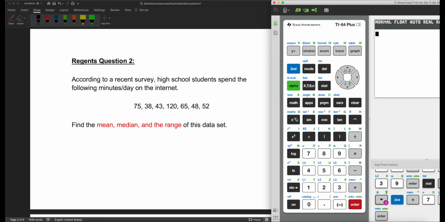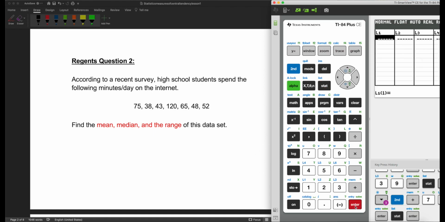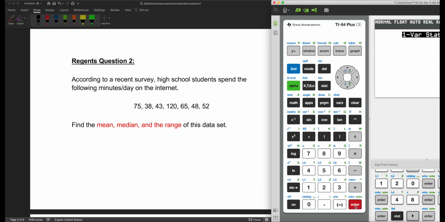So now let's get those minutes into the calculator. You're going to hit stat enter. Everything goes in L1. So 75 enter, 38 enter, 43 enter, 120 enter, 65 enter, 48 enter, and 52 enter. And now to get your measures, you hit stat, right, enter, enter, enter, enter, and there you go.